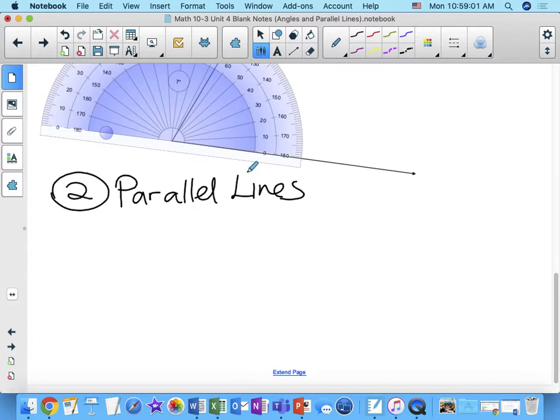If we know that 2 lines are parallel to one another, I've drawn a set of 2 lines. How would you know from looking at my diagram that these 2 lines are parallel? What specific symbol can you tell? Yeah, the arrows. If you've got these 2 arrows, that indicates that the lines are parallel.